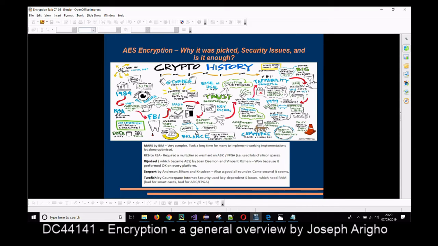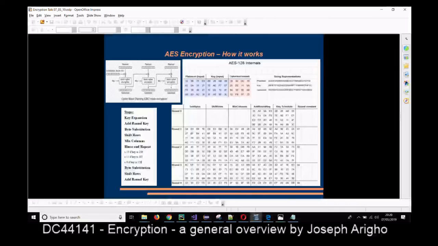This is how it works. All it does, it's quite simple actually. It takes your key and it expands it to the appropriate number of bits, and then it adds another key. And then it substitutes with these tables that it has, and that's one of the reasons why people think now that Serpent is actually better than AES encryption, because it doesn't use these tables, and so Serpent's kind of easier to implement in some areas now. And then it shifts the rows along, mixes the columns, and then it rinses and repeats.